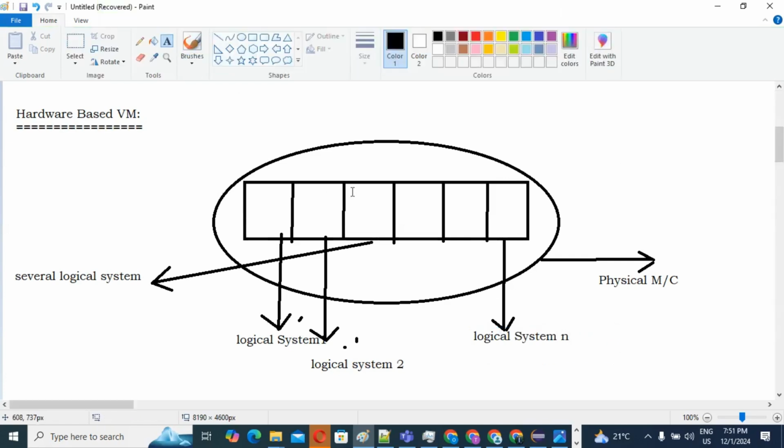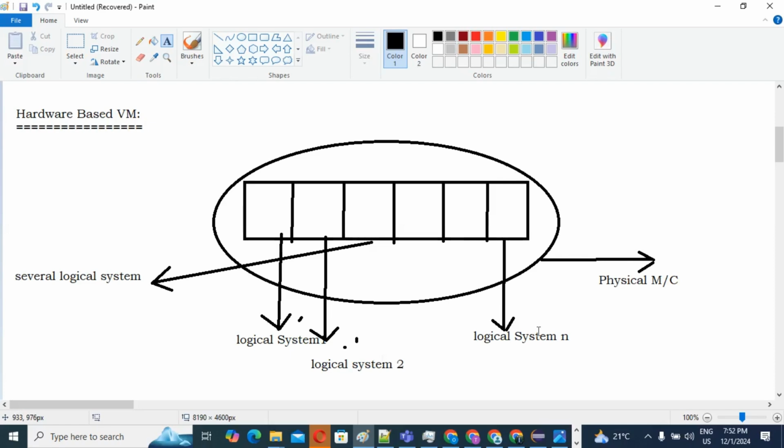So we have one physical machine, right? This is a hardware based virtual machine. For the hardware based virtual machine, we should have one physical machine. In that physical machine, we are going to isolate different logical systems: logical system 1, logical system 2, logical system N. You can see this is the partition of logical system 1, this is 2, this is N. So what will be the benefit for this hardware based virtual machine?